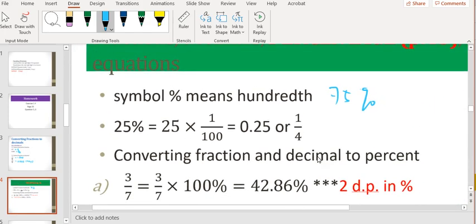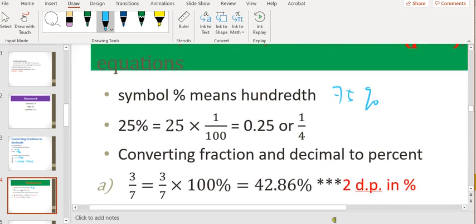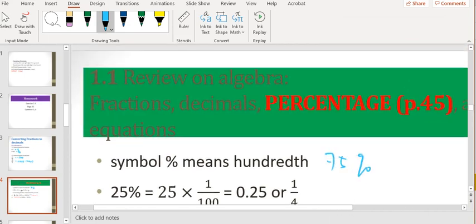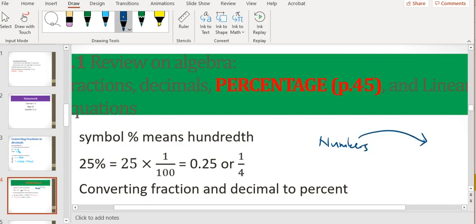Convert fraction and decimal to percentage. This one should be okay, right? You just multiply with 100. You just remember one thing. If you have numbers, and you change them to percentage, you may need to multiply with 100%. If percentage changes to numbers, you may need to divide by 100. Just simple like that.